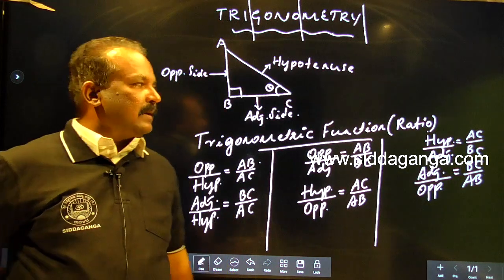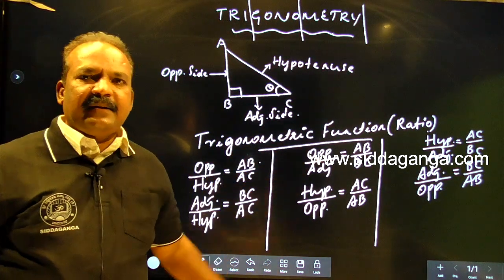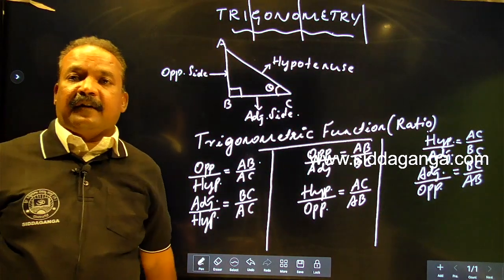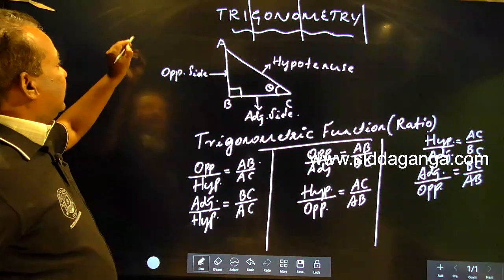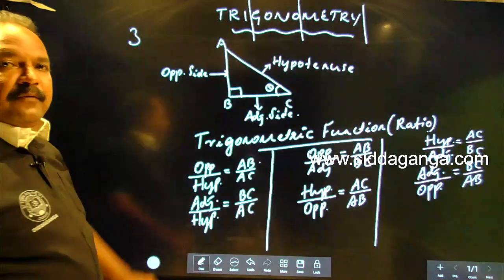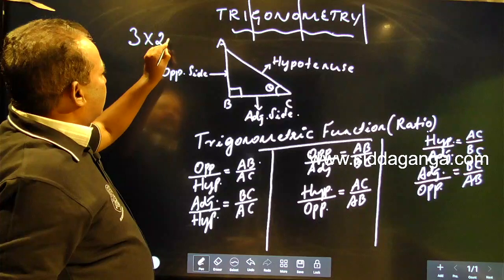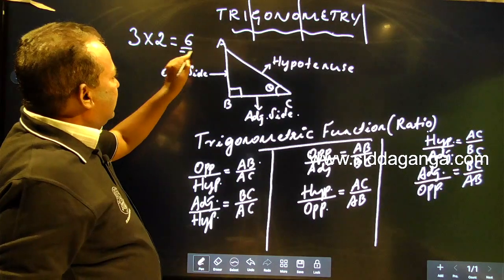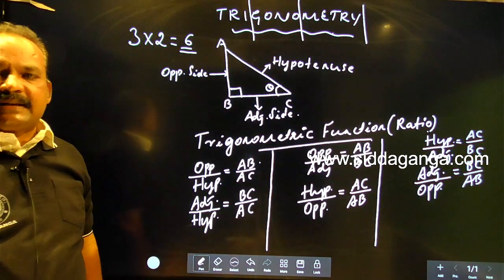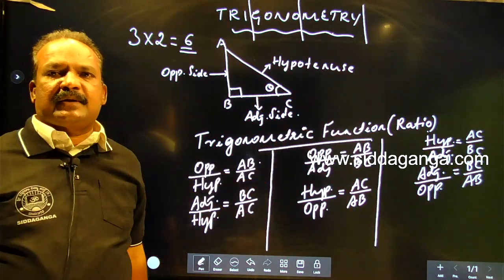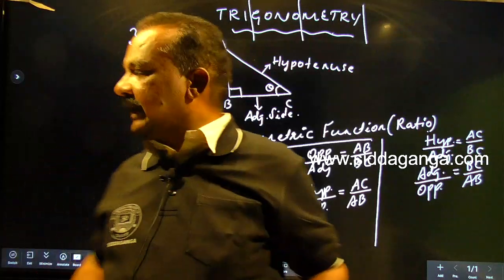Okay. So, how many ratios are there? 6 ratios. How many sides are there for a right angled triangle? 3. How many sides are required for defining a ratio? 2. So, total number of trigonometric ratios will be 3 into 2, that is 6. And these 6 trigonometric ratios are named accordingly.